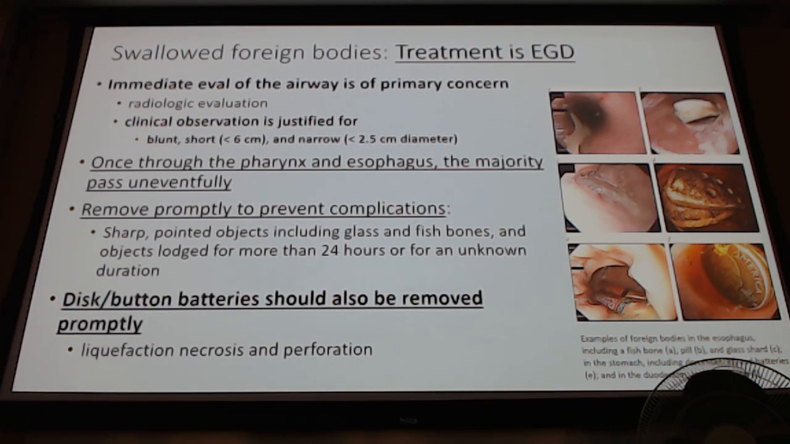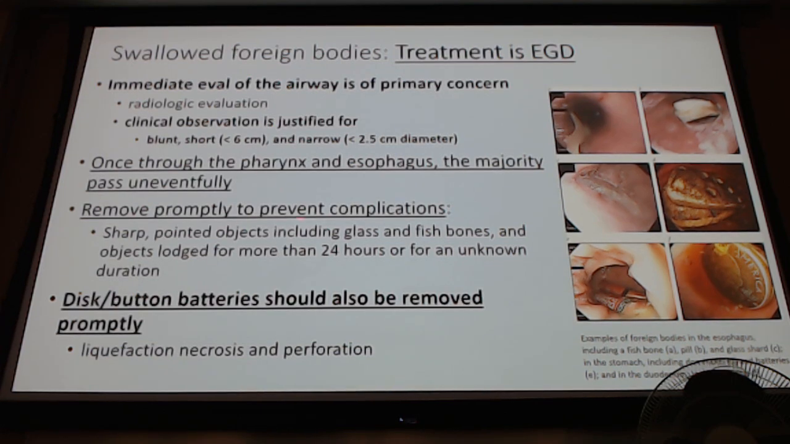One thing to remember, like I said, clinical observation: if the object is blunt and short, so less than 6 centimeters, and narrow, less than 2 centimeters, then we can theoretically maybe do some clinical observation. They're not going home. They're staying in the ED. We're doing serial x-rays, either chest x-rays or KUBs or abdominal series, just to follow it through. The only exceptions are coins and button batteries or any type of battery, which we'll talk about.